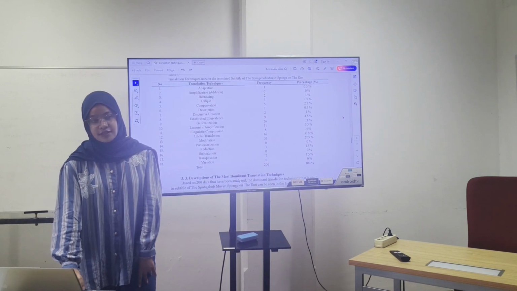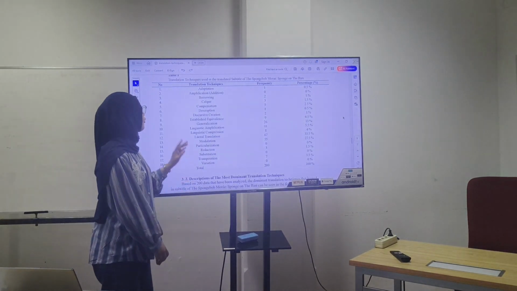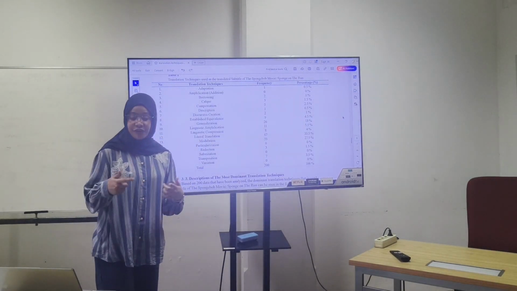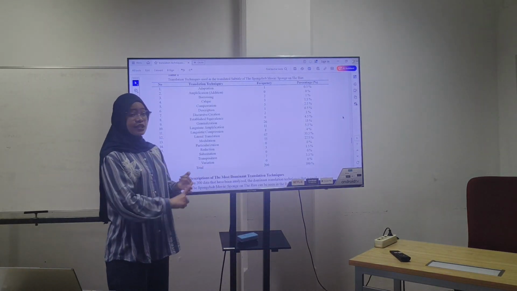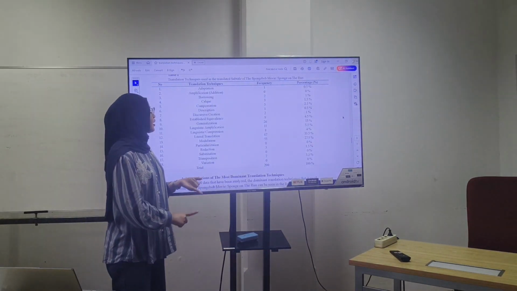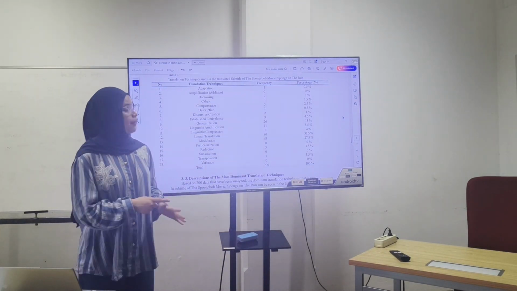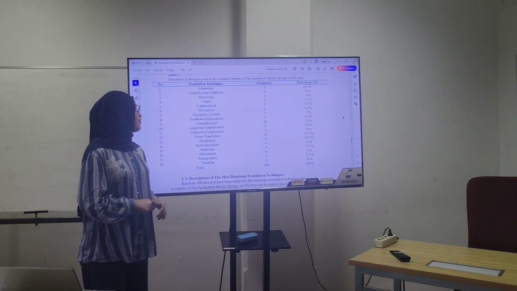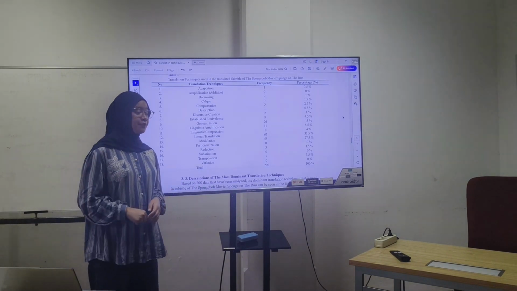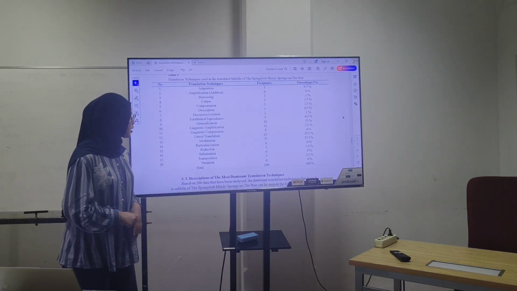Here it is. As you can see, there are 14 translation techniques. The first one is adaptation, which we frequently hear about. The second one is addition or amplification. The third one is borrowing. Fourth is the calque. Fifth is compensation. Sixth, description. Seventh, discursive creation. Eighth, established equivalence. Ninth, generalization.